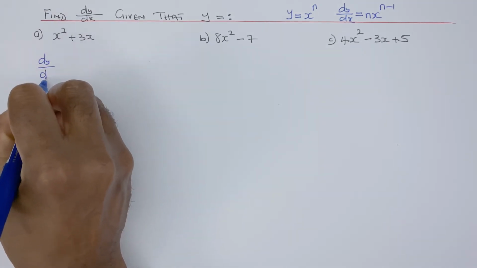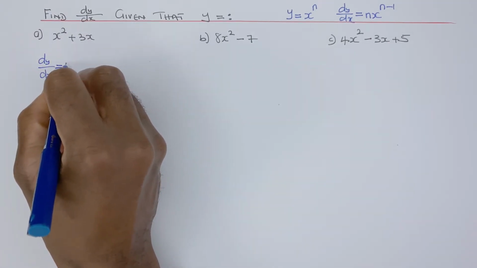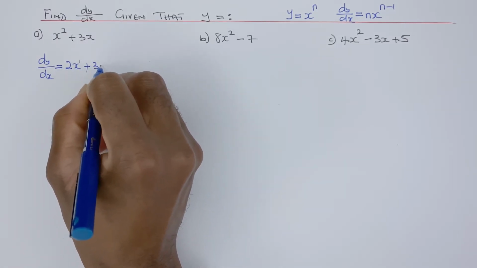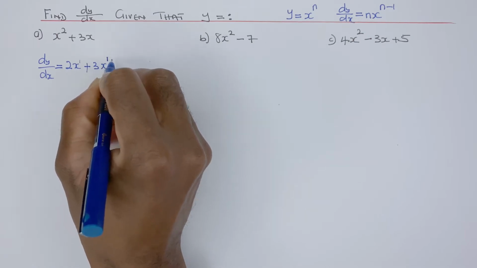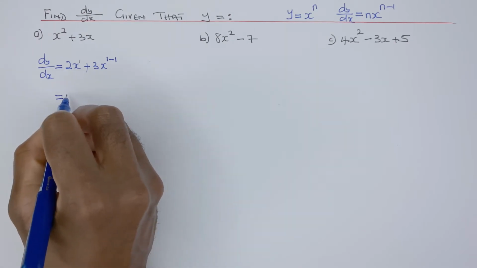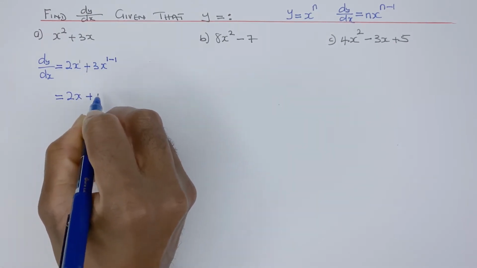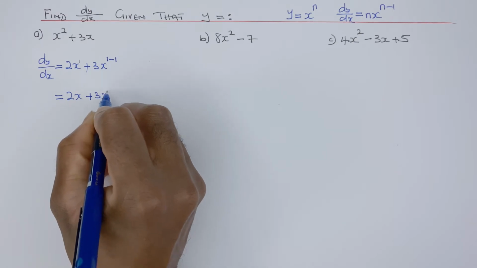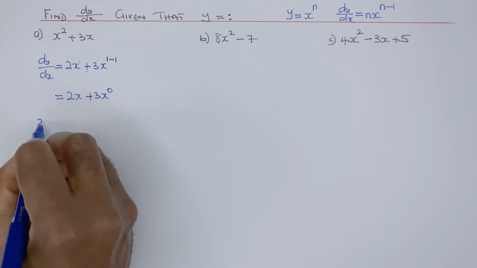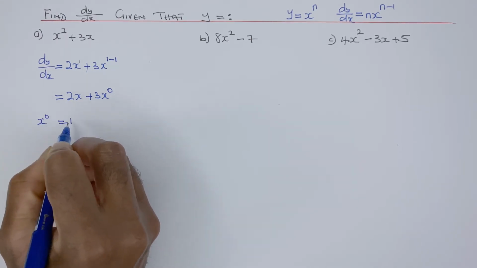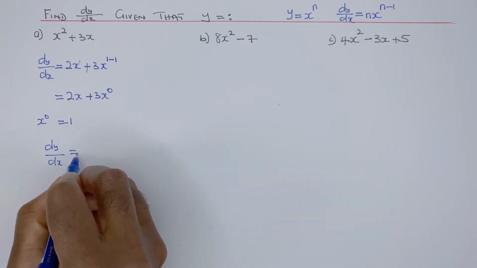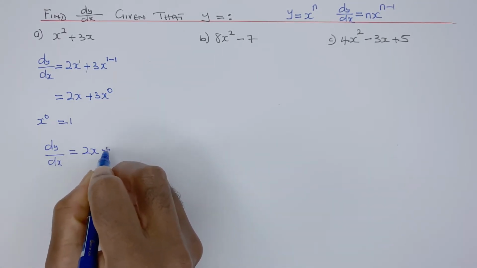dy/dx will be equal to 2x to the power of 1, plus 3x to the power of 1 minus 1, and that will be 2x plus 3x to the power of 0. We know that anything to the power of 0 equals 1. Therefore, dy/dx will be equal to 2x plus 3.